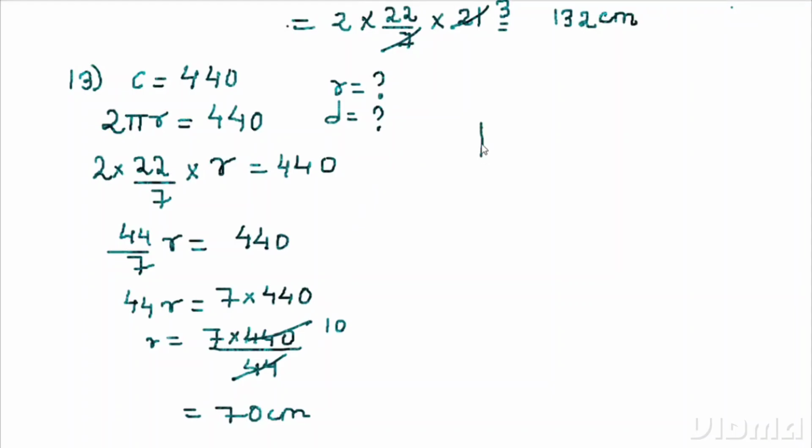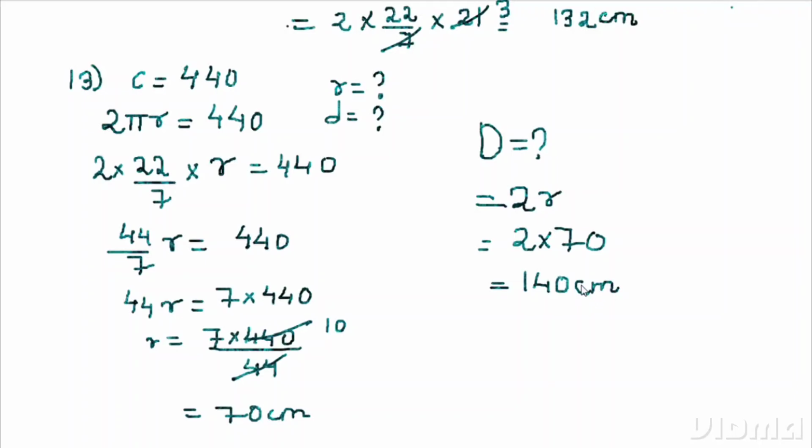Now can you tell me what will be the diameter? You know that the diameter is double the radius, that is 2 times the radius. So radius is 70, so diameter will be 2 multiplied by 70. So that is giving me 140 centimeter. So this is the 13th question.